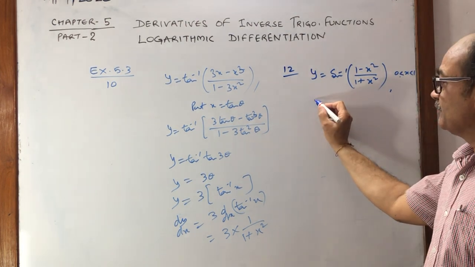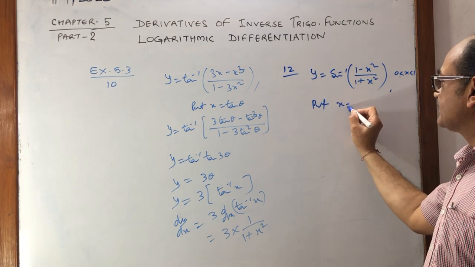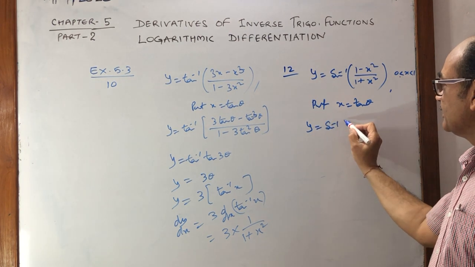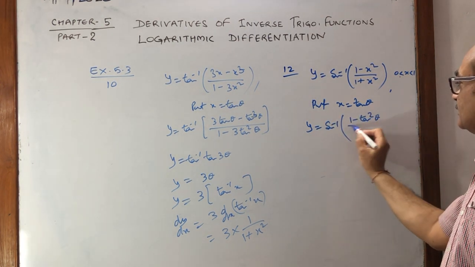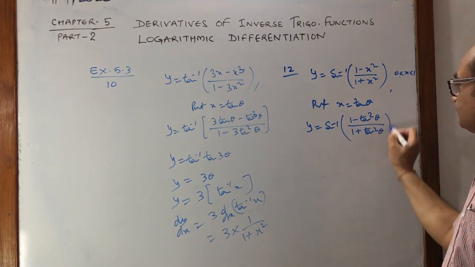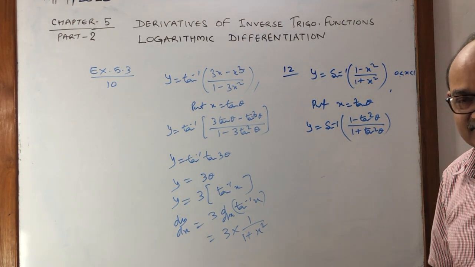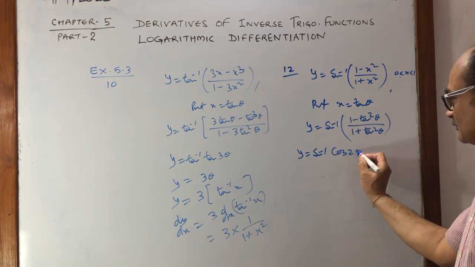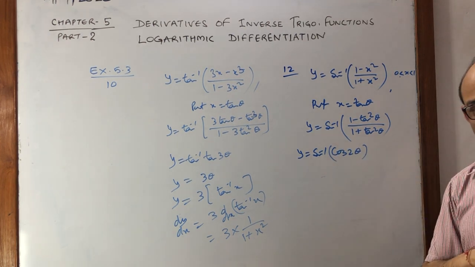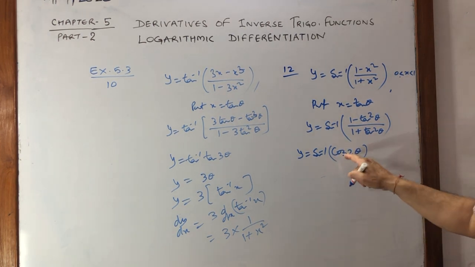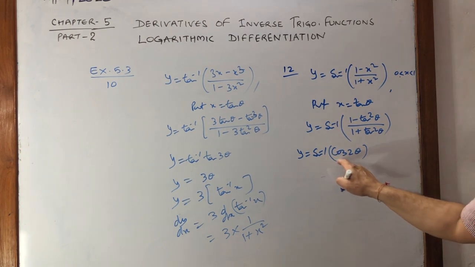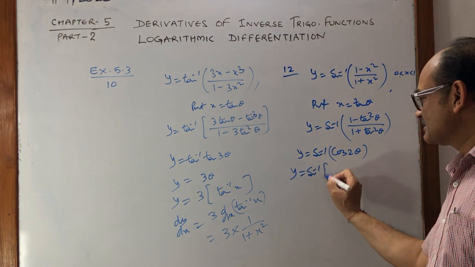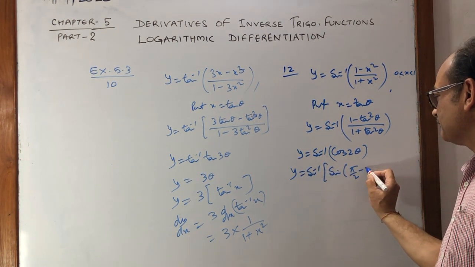Again, some formula in terms of 1 minus x square upon 1 plus x square, or 1 plus upon 1 minus, you know very well. If you put x equals tan theta, what are we getting? Y equals sine inverse of 1 minus tan square theta upon 1 plus tan square theta. And you know the formula from class 11th: y equals sine inverse of cos 2 theta. Yes or no? Correct. But this cos we can't utilize with sine inverse. That's why you have to change into the complementary angle system: sin of 90 minus 2 theta.